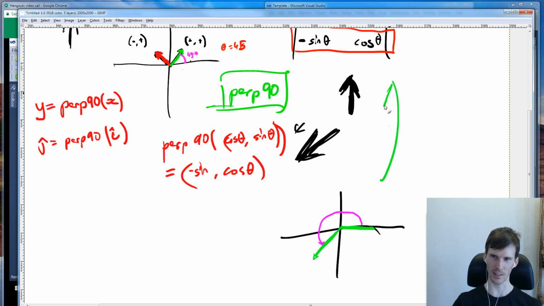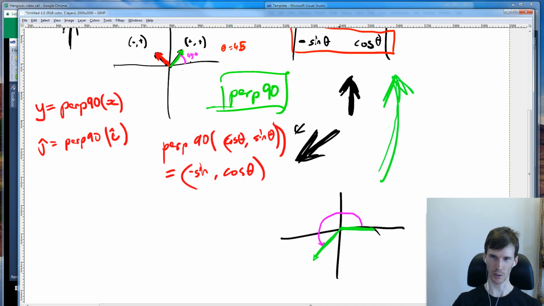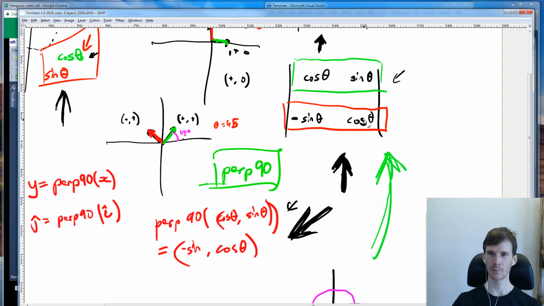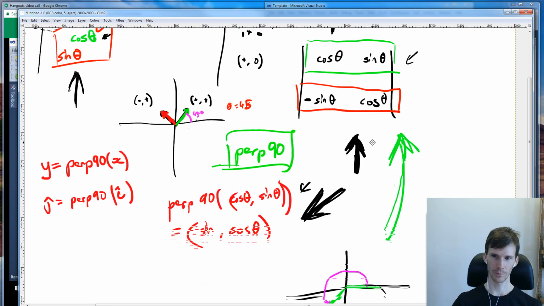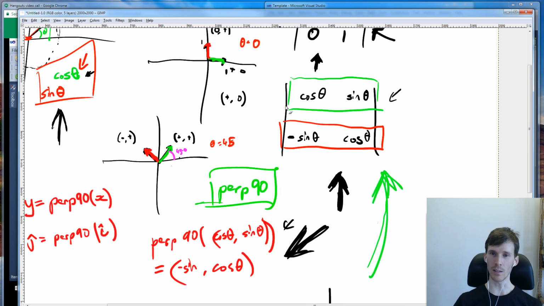It's exactly the same. This works for any value of theta. So we can derive a matrix that would provide an arbitrary angle of rotation. So this, clockwise. So this entire thing is the definition of a rotation matrix.